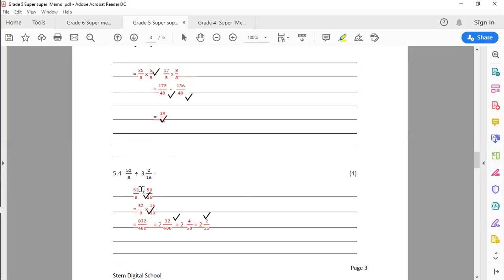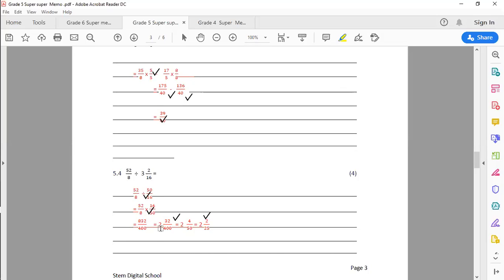Now here, the 2 marks were coming from changing this into an improper fraction and changing this into a multiplication. That's where your marks came from. Then I have 52 over 8 divided by 50 over 16, right? Because 3 times 16 is 48, plus 2 is 50. So I have 52 over 8 divided by 50 over 16.